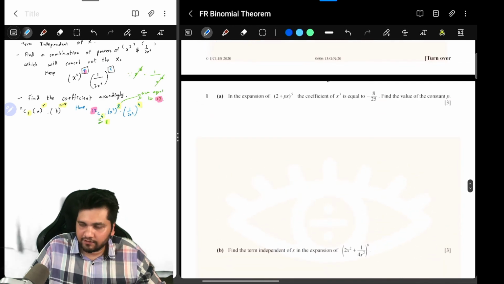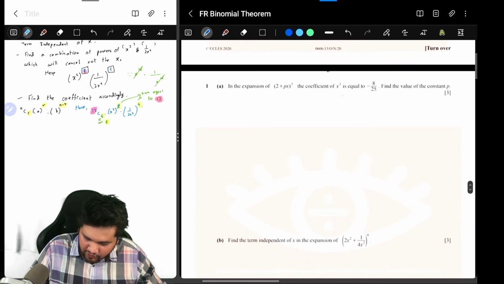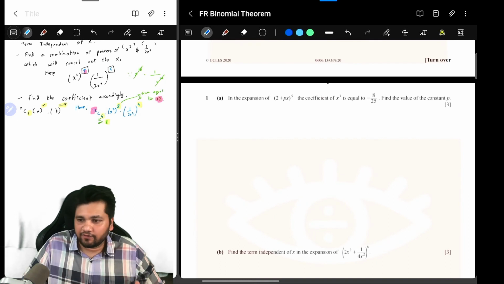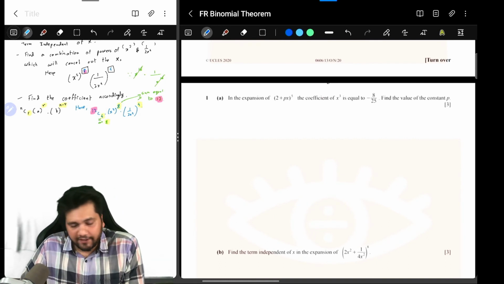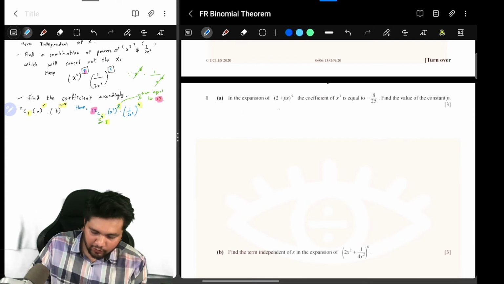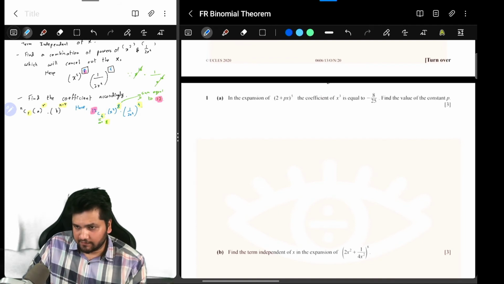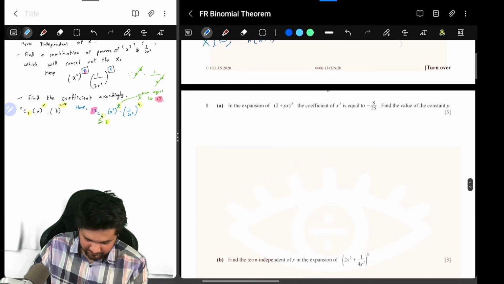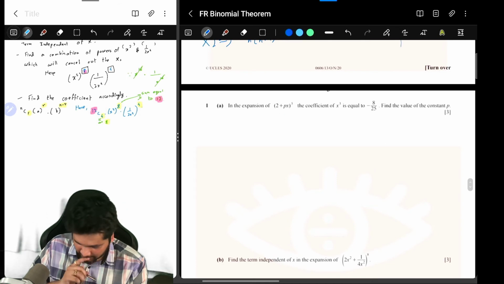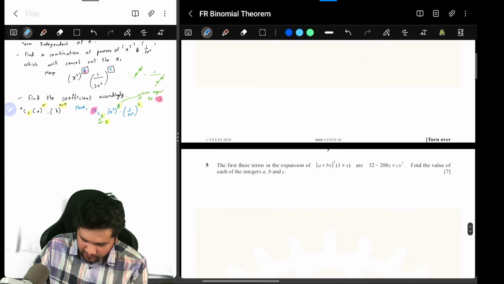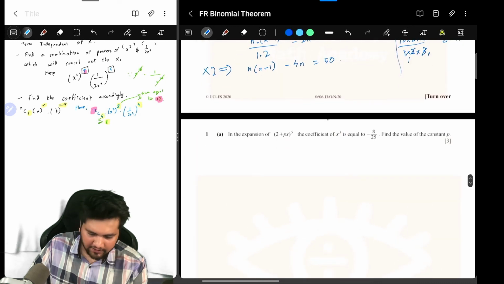In the expansion, this thing x cube is equal to... yes, we'll have to do it, but every question I have sorted in such a way that it will be different from the others. Anyways, in the expression of 2 plus px to the power of 5, the coefficient of x cube is equal to minus 8 by 25. Now pay attention. Can we do this on our own? You can do that at home. Let's not do this one, let's do another. Actually this one is the best, okay, let's do this one.